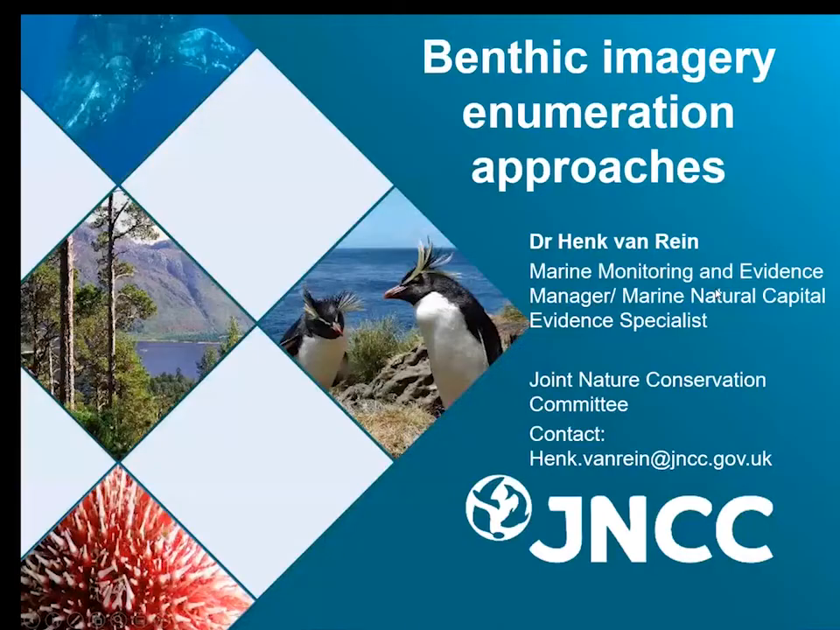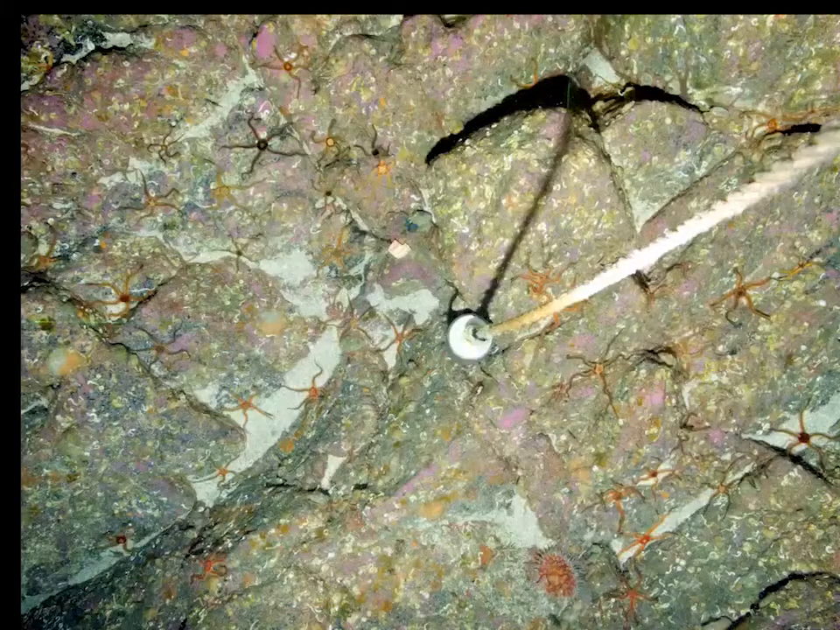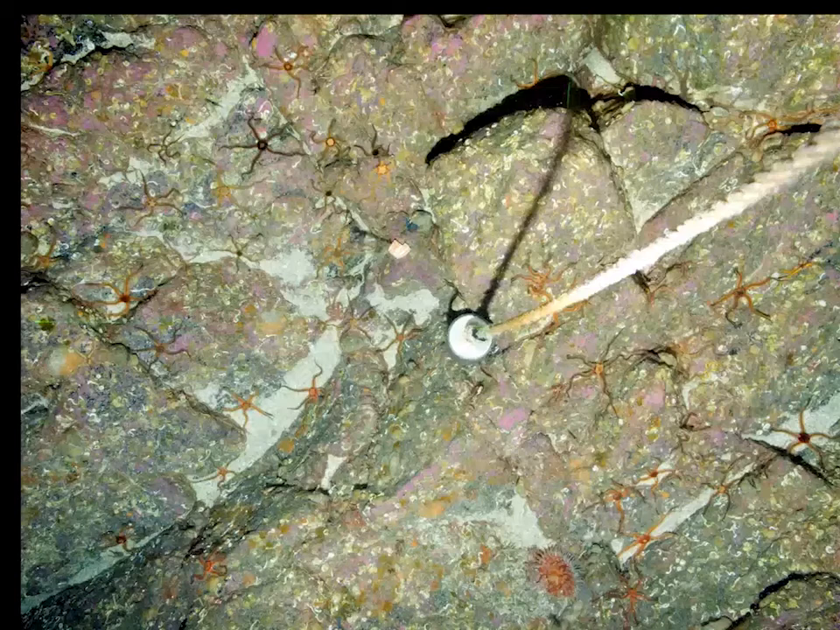I've literally just copied the slides from another session, changed the name, but we are talking about benthic imagery enumeration approaches. Or really, it's enumeration approaches of our targets, the things that we see in our images. Targets can be abiotic features, or they can be beasties, biological taxa on the seabed. What do we mean by this? So essentially, it's counting things of interest.